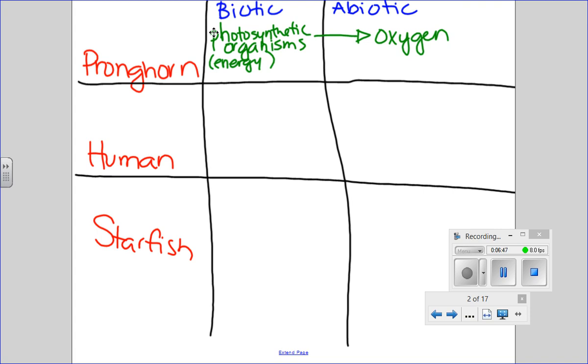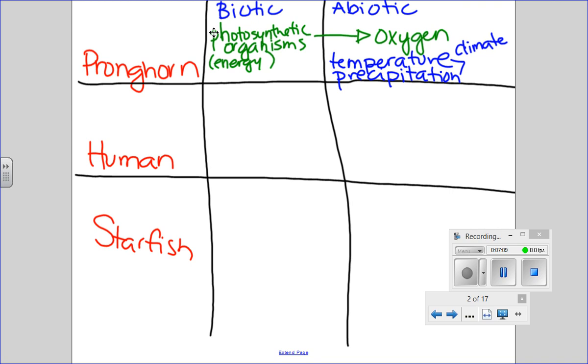Kendall, let's hear one of your things for pronghorn. How about an abiotic one? Ooh, I like both of those. So we have temperature and we have precipitation. Now I'm just going to put the word I told you to be more specific about, the word climate.